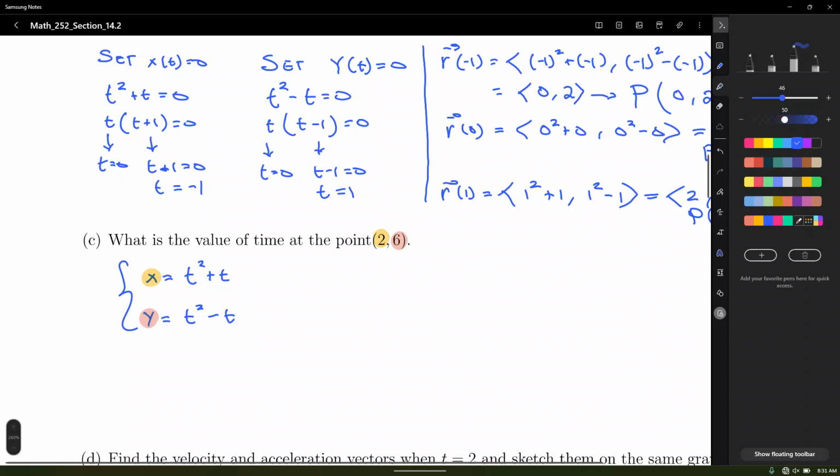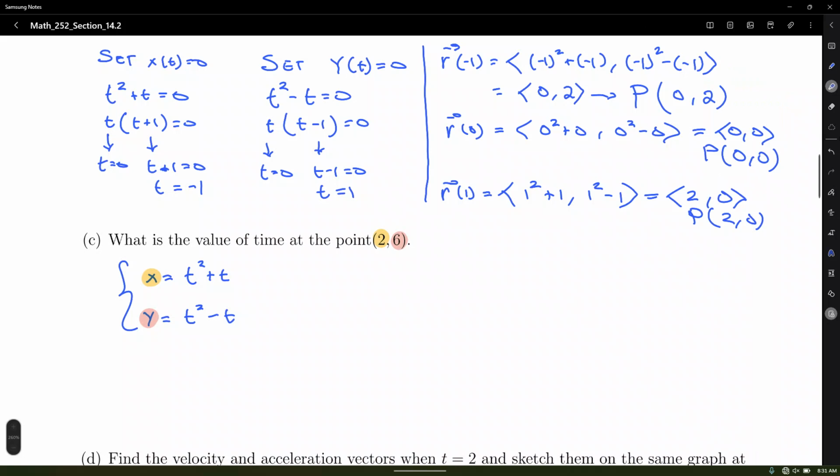Because again, typically it's the reverse: find the position after 5 seconds, after 9 seconds. And all we do is simply evaluate the vector valued function at the given value of t. Now we're going to go backward. We're going to do the reverse. So let's set t squared plus t equal to the x coordinate, which is 2. And on the other hand, t squared minus t equals the y coordinate, which is 6.